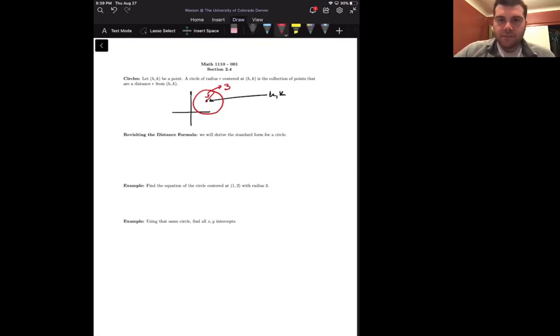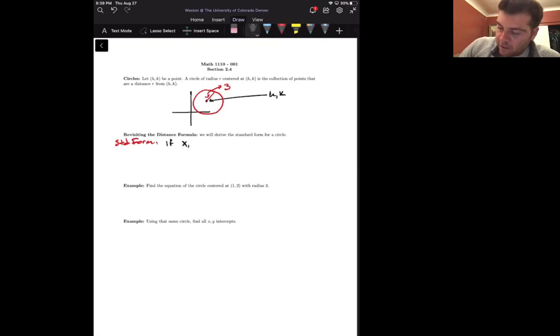In some of the previous videos, we talked about the distance formula. That's going to come back because we were talking about the points that are a distance r from (h, k). And so using the distance formula, we can quickly derive what we call the standard form for a circle. So the derivation is quick.